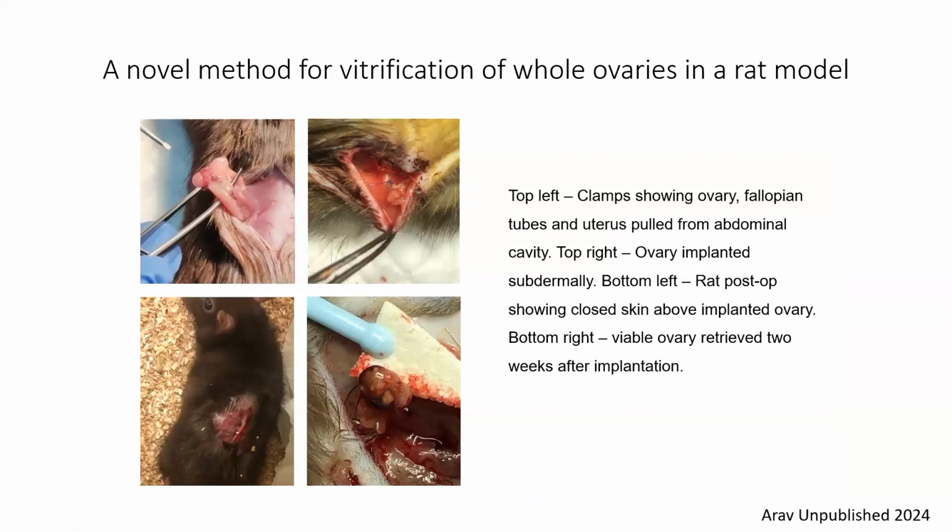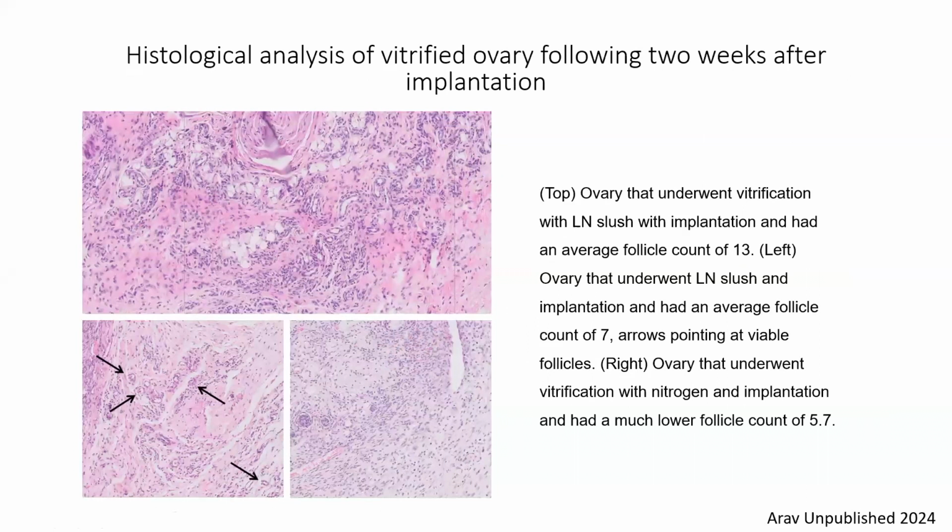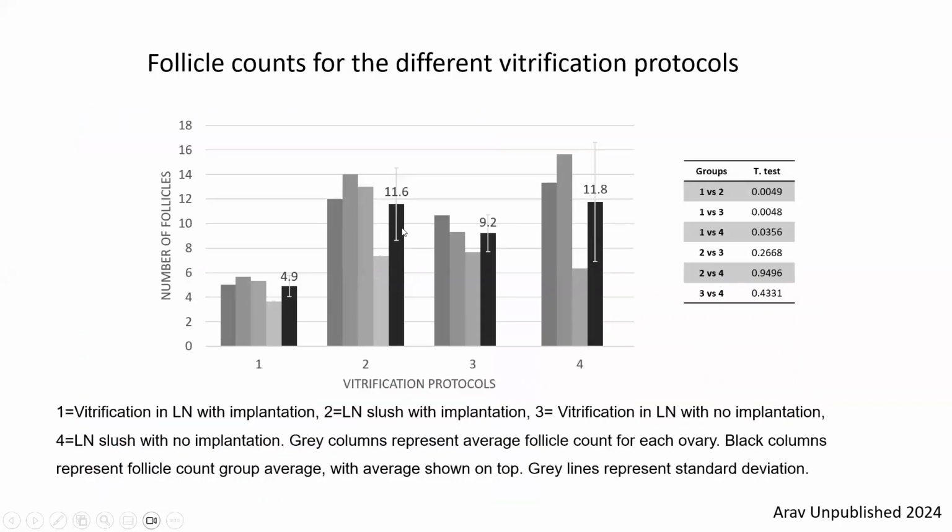And this is what we did. We used a rat ovary. In this case, as you can see here, the whole ovary was vitrified in the slush for 4 seconds, and then stored at minus 120. After warming, we just transplanted it under the skin for 2 weeks, and after 2 weeks, we opened and looked at the ovary, cut and did histology, and you can see here follicles. And we counted the number of primordial follicles and primary follicles in 1 millimeter square, and compared it.